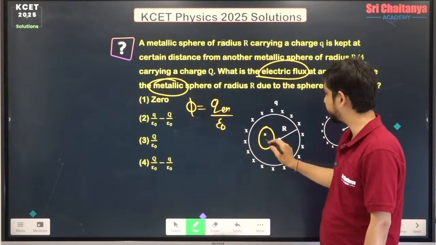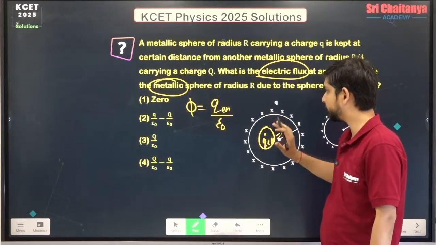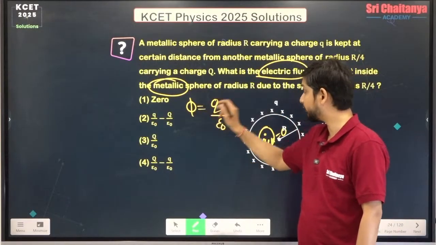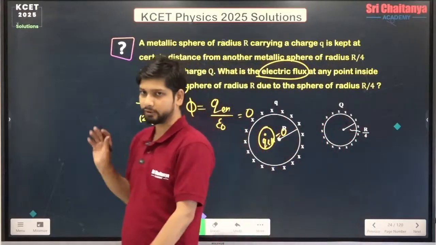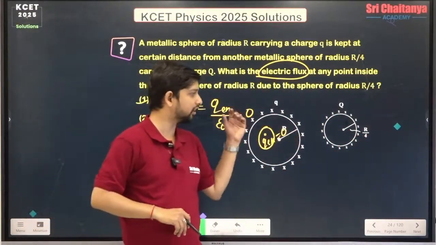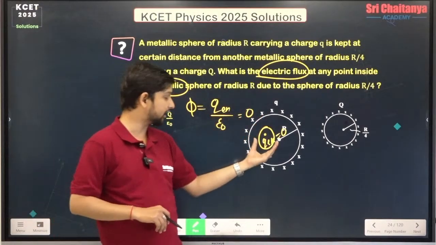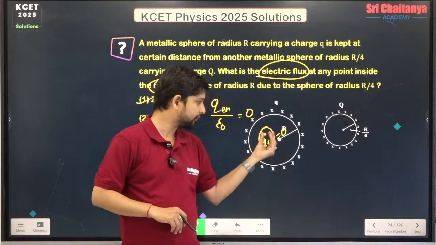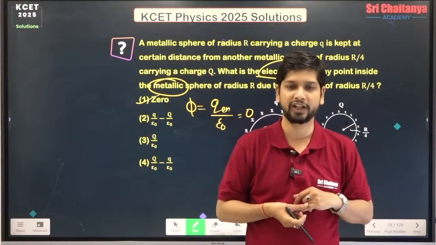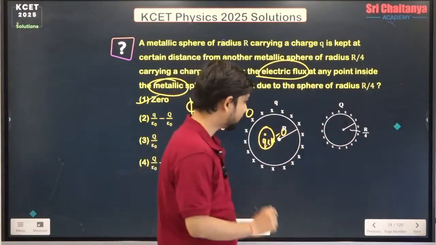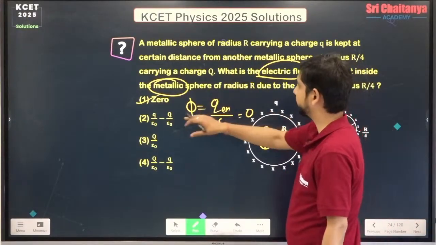If Q enclosed is 0 inside this entire sphere, then phi, the electric flux, will also be 0. So we don't need to bother about the induction or any other thing. If the net enclosed charge inside the metallic sphere is 0, then the electric flux is also going to be 0. I hope you understood the concept. So this is the answer of this question, that is 0.